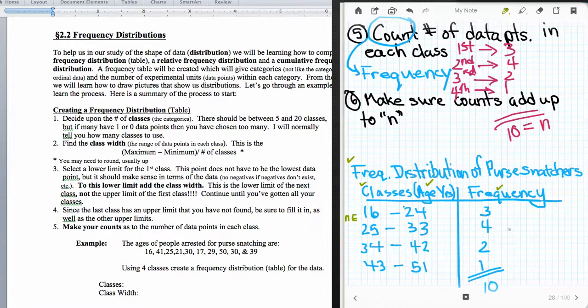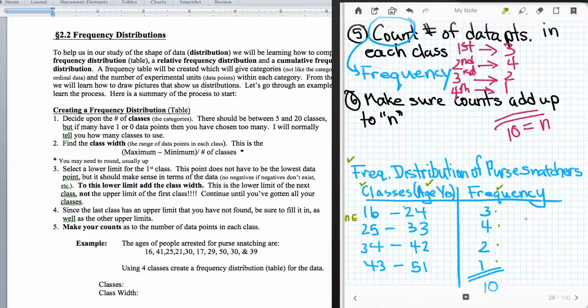Now something else that I want you to see is that there are no gaps here between any of these, or no zeros in any of these. That's not always going to be the case. This could be a 0 or this could be a 0.